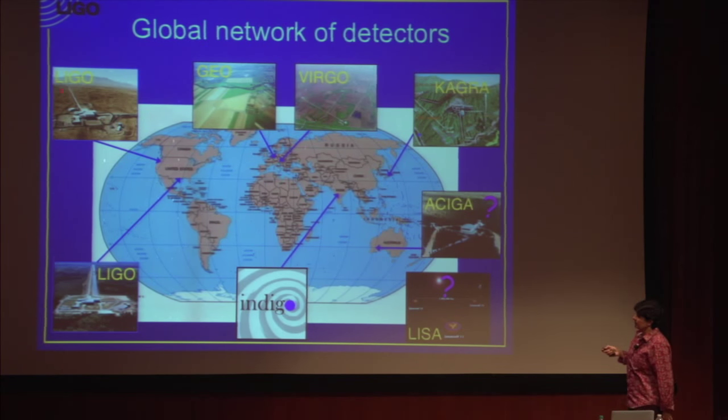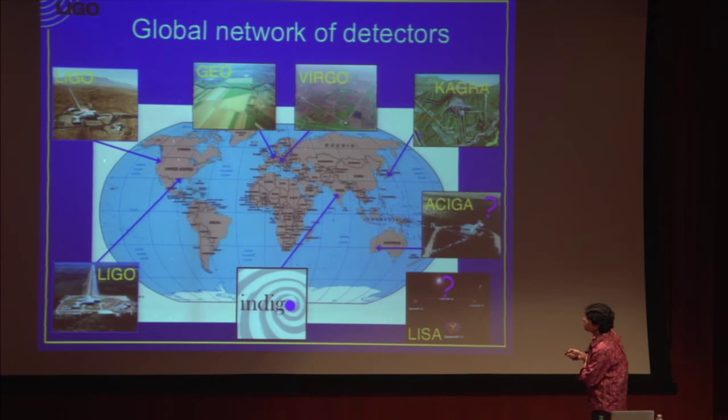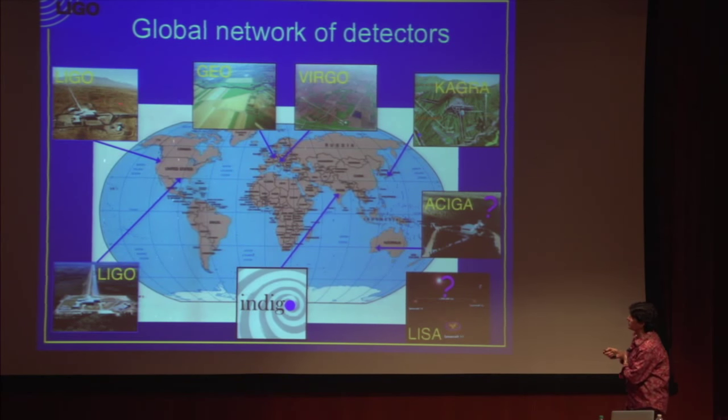The two that I will focus on most are the LIGO detectors, the Laser Interferometer Gravitational Wave Observatory. There are two observatories, one in Washington State, just east of Seattle, and another one in Louisiana, sort of halfway between New Orleans and Baton Rouge. These are 4-kilometer-long detectors.